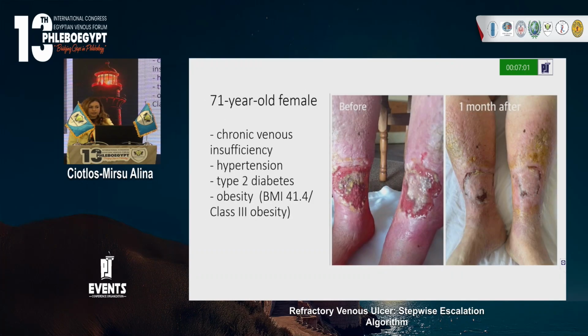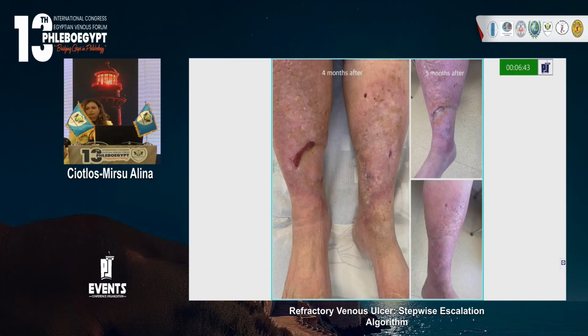For clinical practice, I have a 71-year-old female with chronic venous insufficiency, hypertension, a lot of comorbidities, and severe obesity. This is the result after 1 month. And we treated the patient for 5 months to get this result.